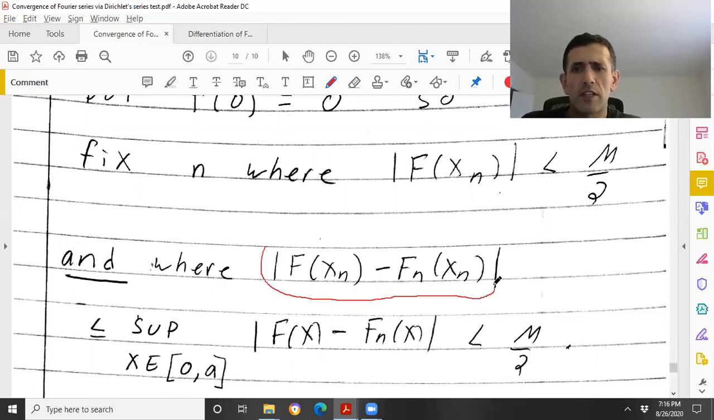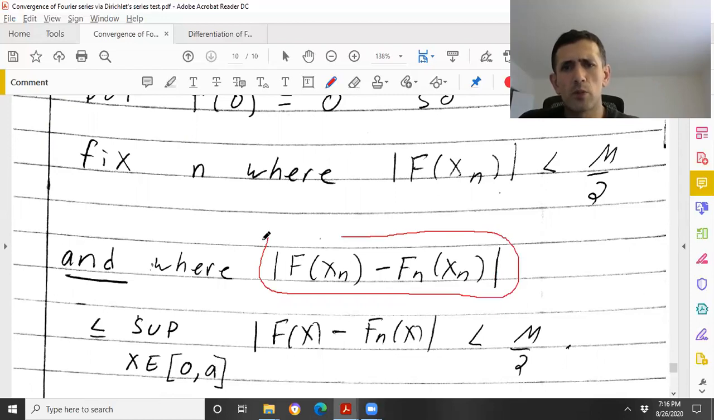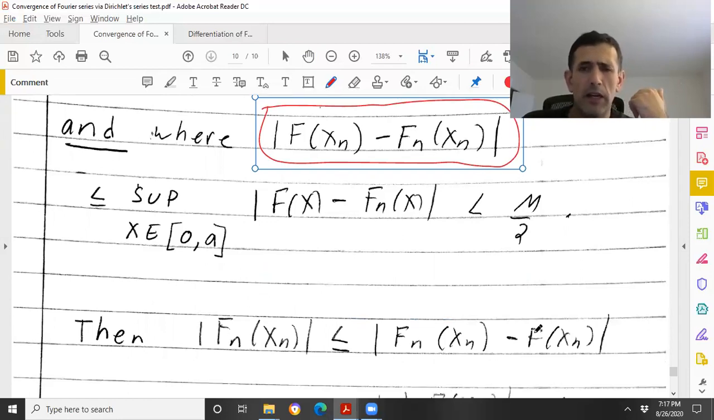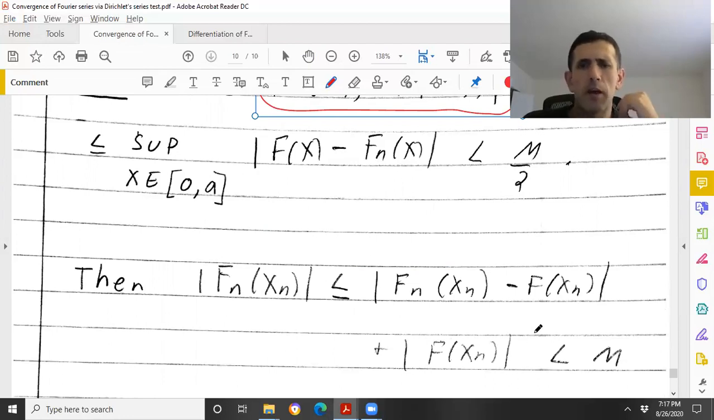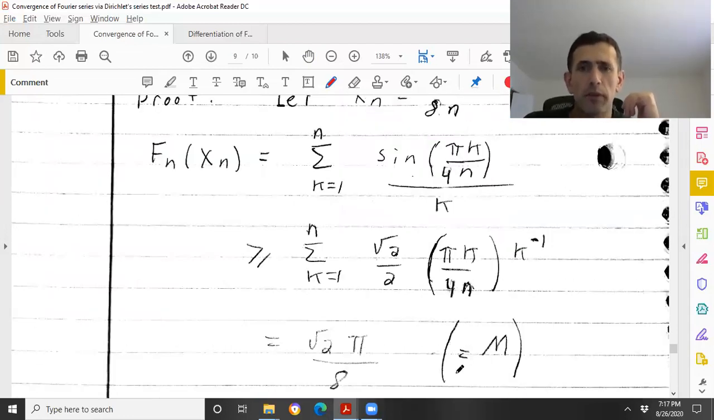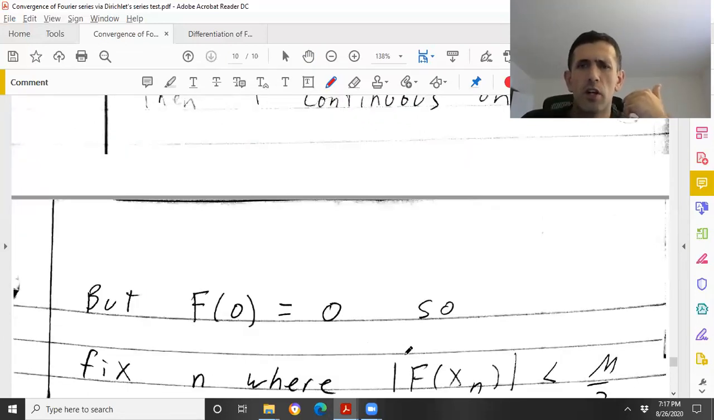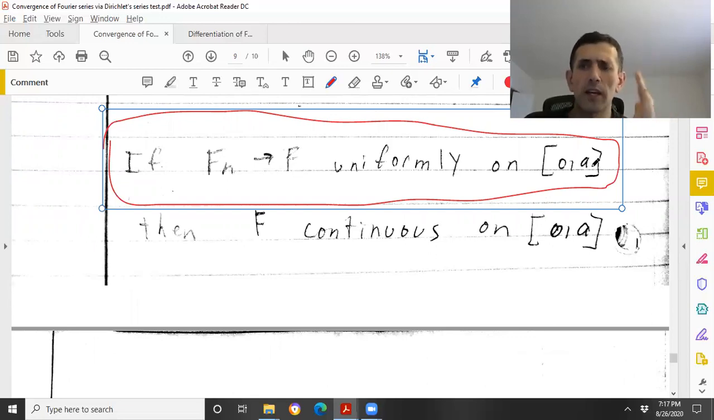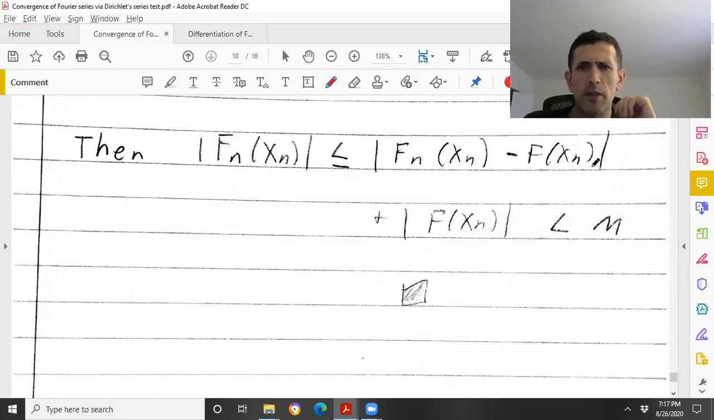So this quantity here is less than or equal to the sup over all x in 0 to a, and this is the infinity norm. If we have uniform convergence, we can pick n where this sup is as small as we want. Pick n large enough so that the sup is less than M over 2. And that tells us, using the triangle inequality and subtracting big F of xn, that the absolute value of fn of xn is less than big M. Well, that's a contradiction. We computed this. It's bigger or equal to M. And the contradiction is uniform convergence. We do not have uniform convergence on any of these little intervals, no matter how small little a is. And so that proves it.